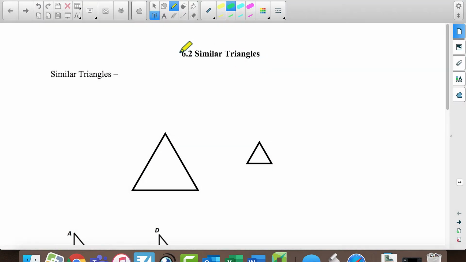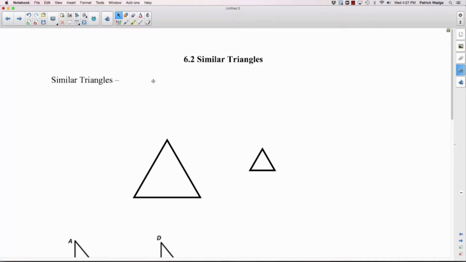Okay, last time we did congruent triangles. Today we're doing 6.2, which is on similar triangles. Similar triangles have corresponding angles that are equal. So for example, let's take a look at these two triangles.